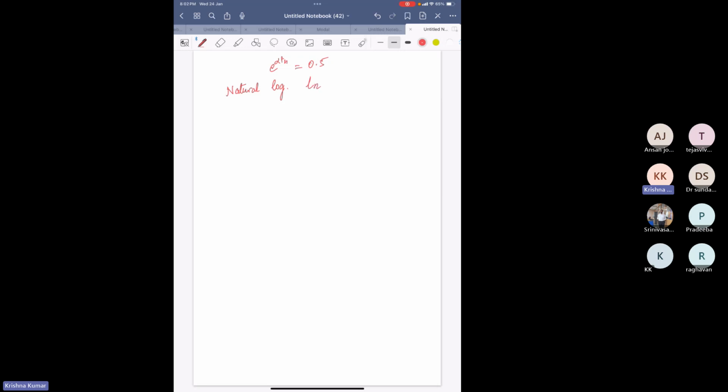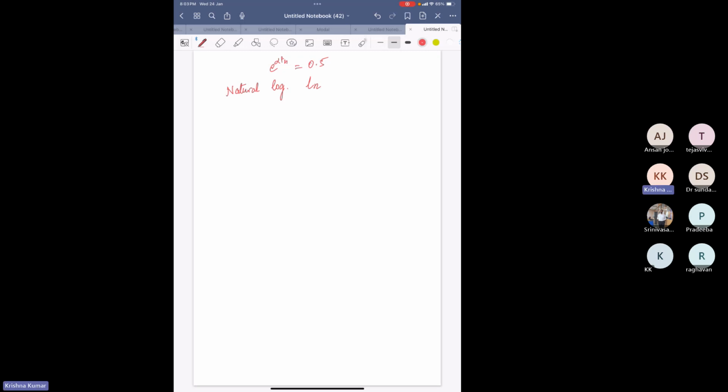Are you familiar with logarithms? Yes or no? After 10th, no. So you know what is logarithm, logarithmic functions. Okay. Can I jog your memory, or we will just push that?